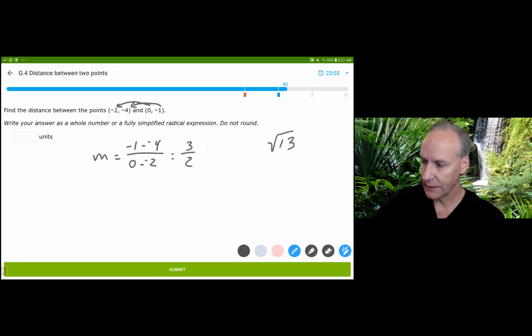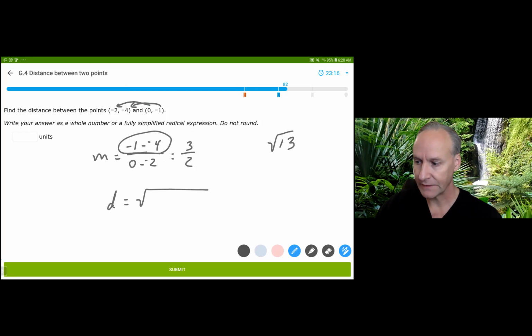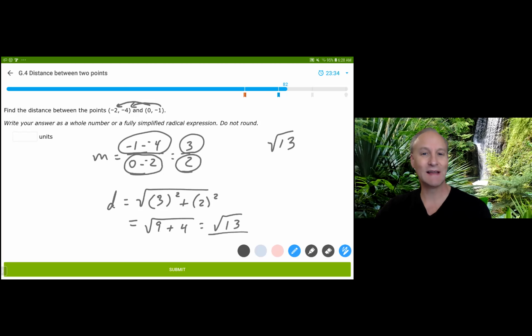Now, if I square the numerator, unreduced, and square the denominator and add them together, I have basically the distance formula. The distance formula is y2 minus y1 squared. That's my 3 squared. And x2 minus x1 squared, which is the 2 squared. And the square root of 9 plus 4 is the square root of 13. It just so happens that, you guessed it, 13 is a prime number. There's no reducing it, and you're all done.